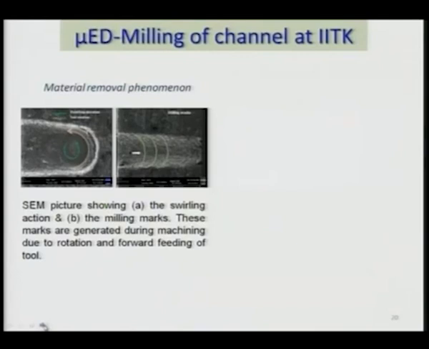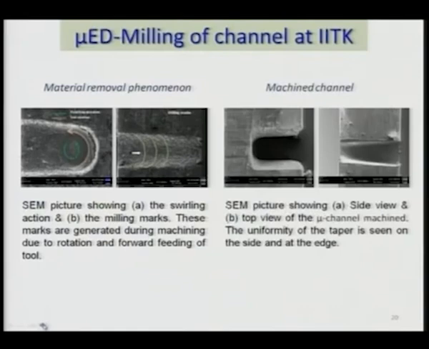Now you can see an SEM picture showing the swirling action and the milling marks. These marks are generated during machining due to rotation and forward feeding of the tool. Again, a machined channel is there. These are the SEM pictures.